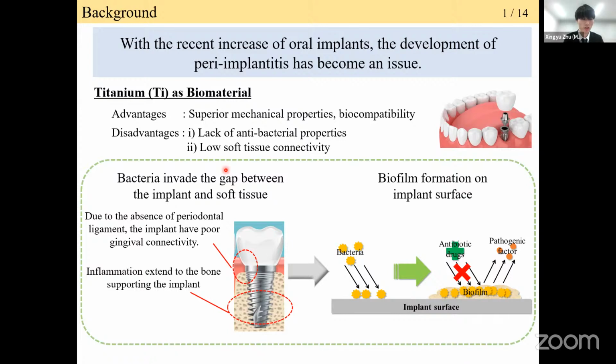In addition, such disadvantages occur because implants do not have a periodontal ligament, unlike healthy teeth, so they have poor bonding with gingival tissues, which makes it very easy for bacteria to invade. And as bacteria accumulate on the implant surface, this process leads to the formation of biofilm, which causes resistance to antibiotics, and eventually becomes more severe with inflammation extending to the bone supporting the implant.